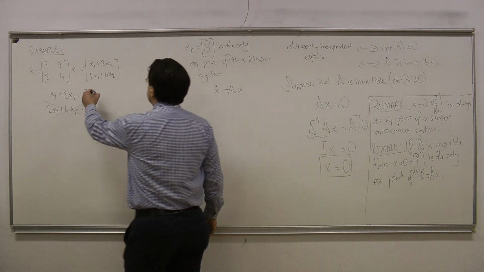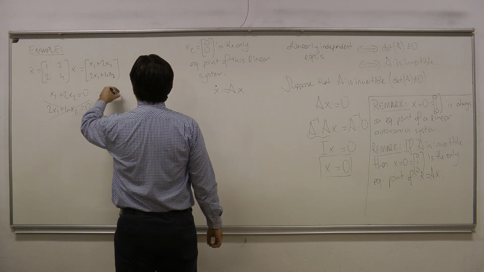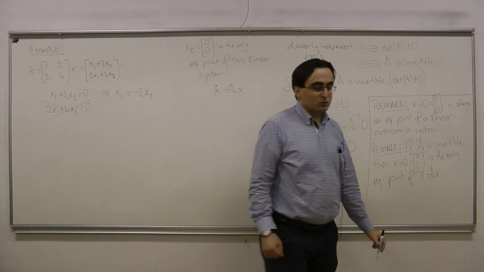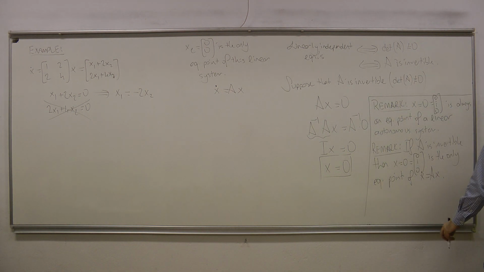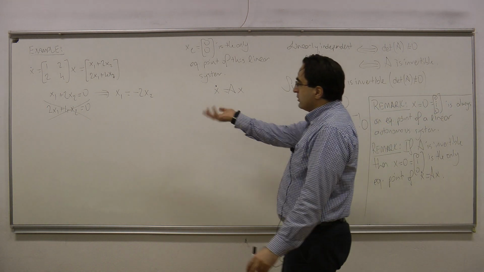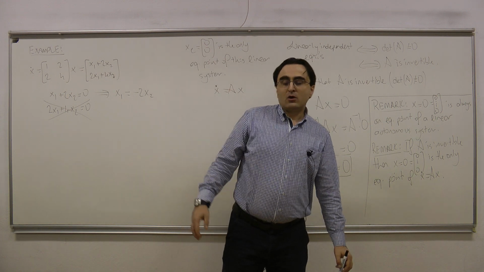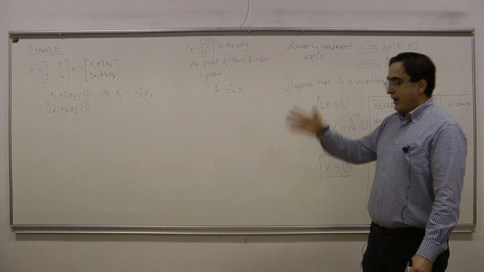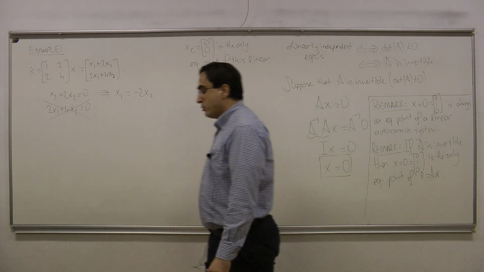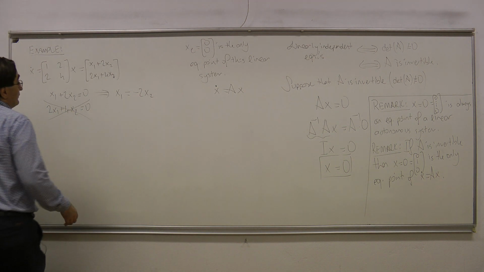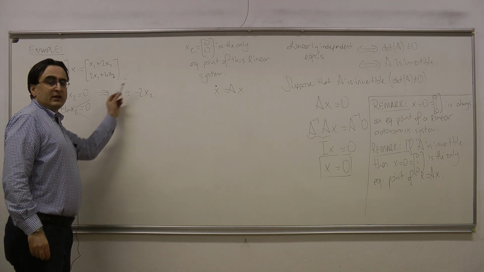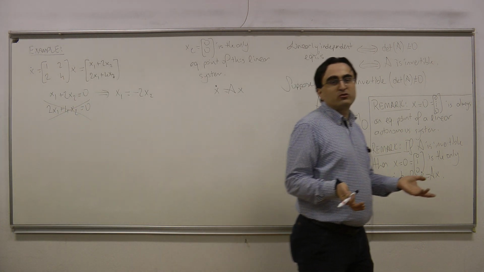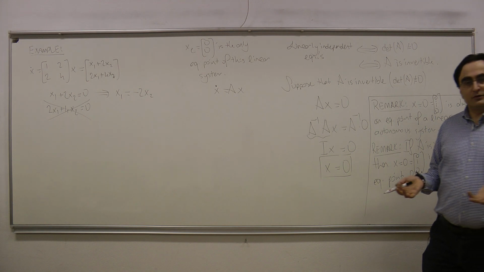So the only equation that needs to be satisfied for an equilibrium point is x1 equals minus 2x2. As long as this equation is satisfied, whatever x1 and x2 would be, the vector x1, x2 would be an equilibrium point. And I know that I have two unknowns and a single equation. That means that I have infinitely many solutions to this equation.